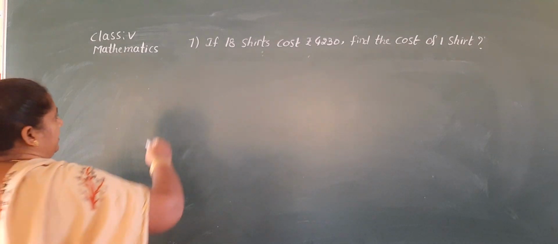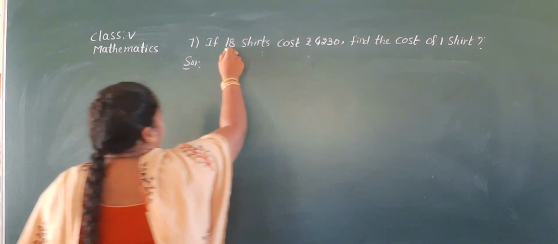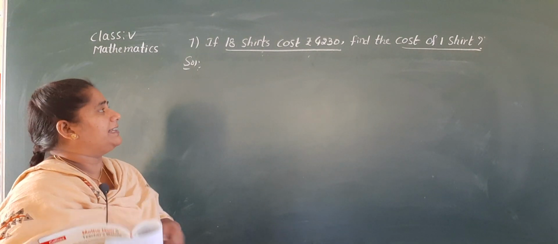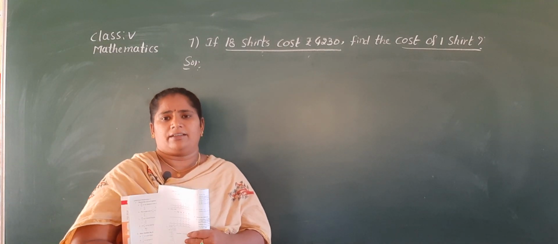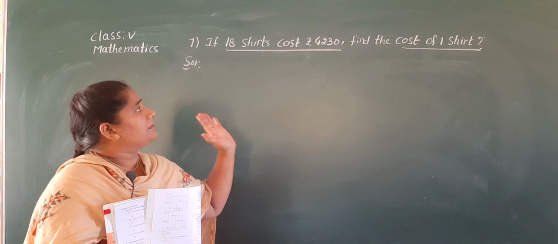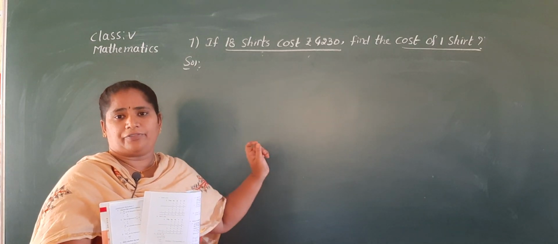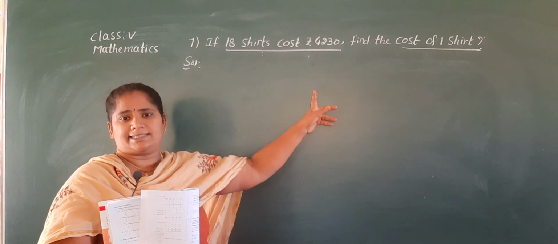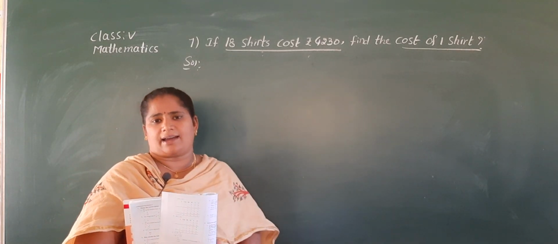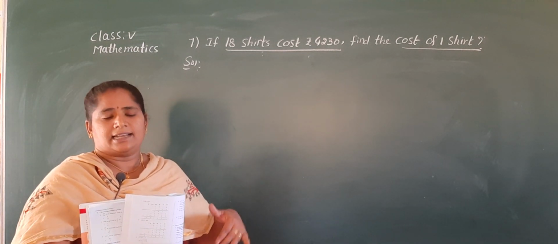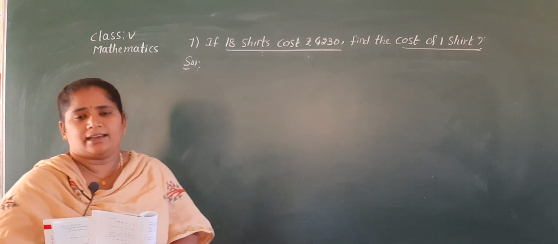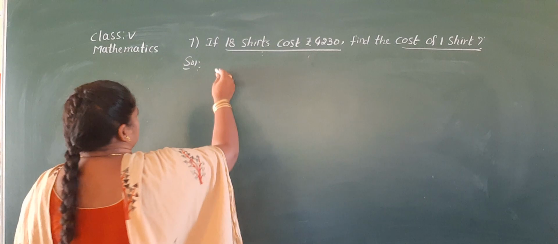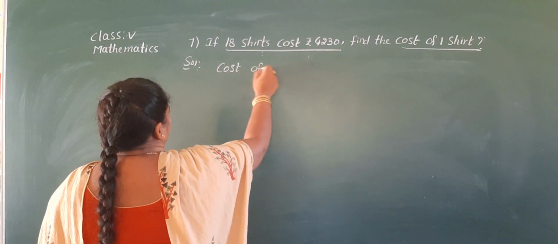Okay. So what is given in the problem, children? 18 shirts cost is given. Now we have to find cost of one shirt. So already explained, no, this one. If they are given more items, we have to find one item we divide, isn't it? So here 18 shirts cost is given. We have to find only one shirt cost. So the amount will be decreases. That means we do division here. Okay, come on, tell me the steps, children. Cost of 18 shirts.